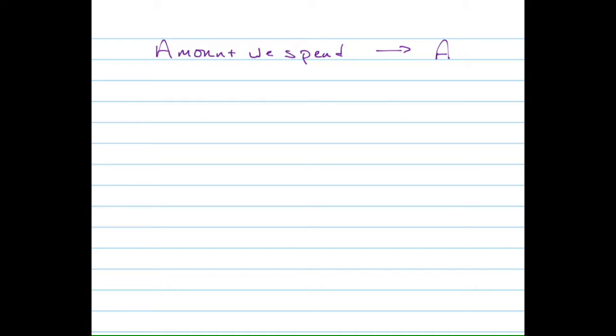All right. The input is the number of tickets we buy. What letter do we want to use to represent the number of tickets? David? N. Okay. Thank you for not choosing Y. Okay. So the amount we spend can be represented by A, the number of tickets represented by N.